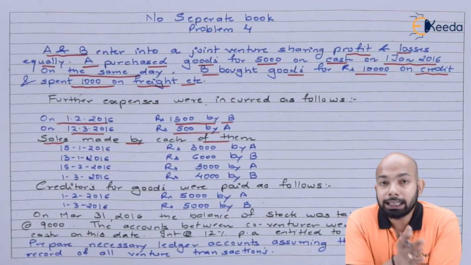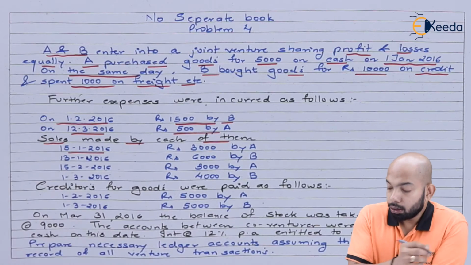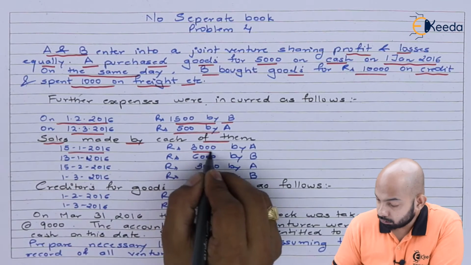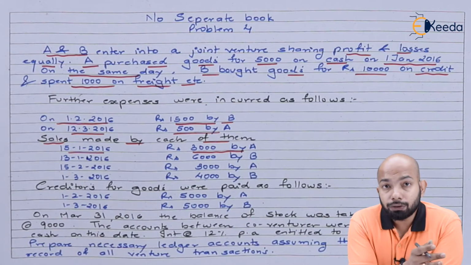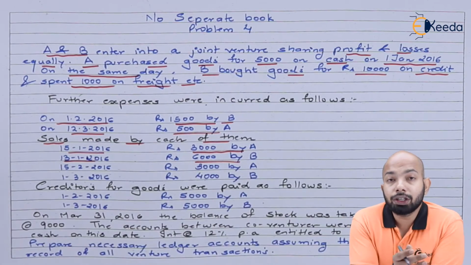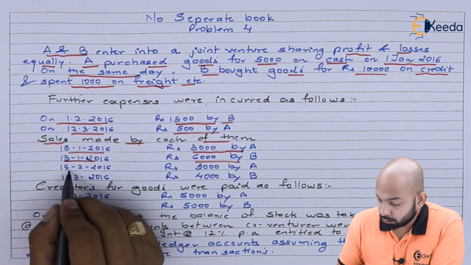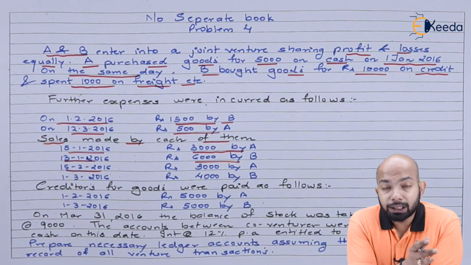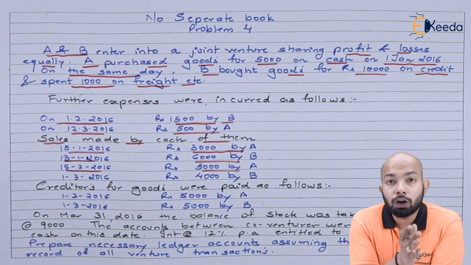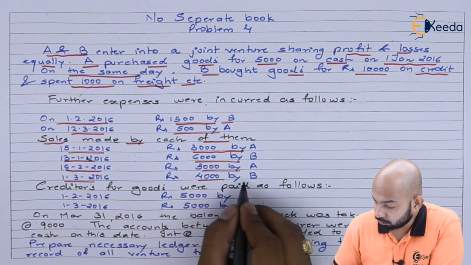Now the sales done by each of them on certain dates have been mentioned down there. On 15th of Jan, A made a sale of 3,000. On 13th of Jan, B made a sale which amounted to 6,000. Now in the month of Feb also there were certain sales. On 15th of Feb, 3,000 of sale was done by A, and on 1st of March, 4,000 of sale was done by B.